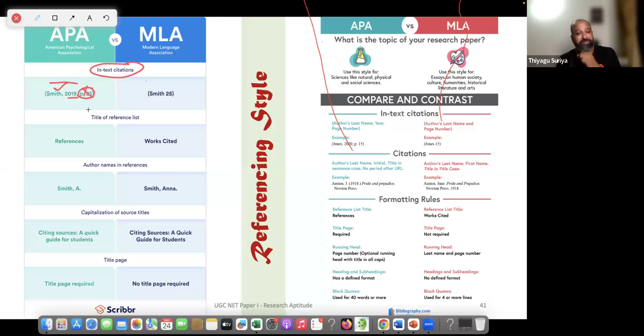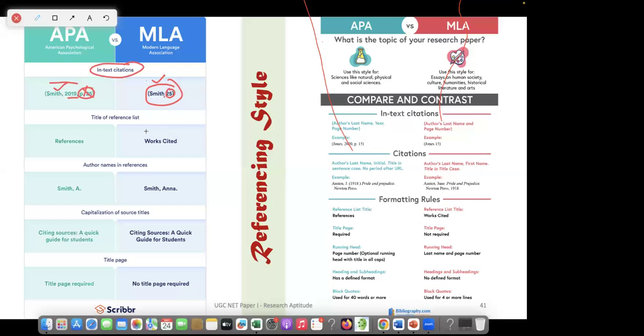Right? Only the reference needs the page number, but there is no need for the page number in the case of citation. In the MLA format, it is only the name and the page number. So name, as well as the page number. There is no comma. You cannot find a comma in MLA.